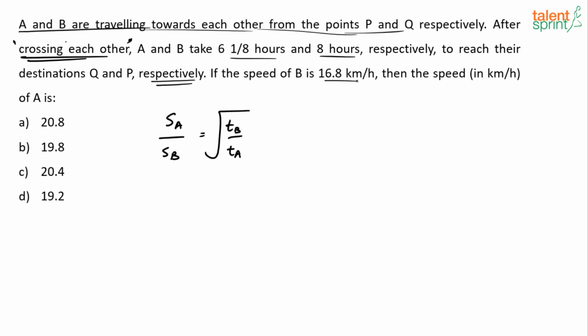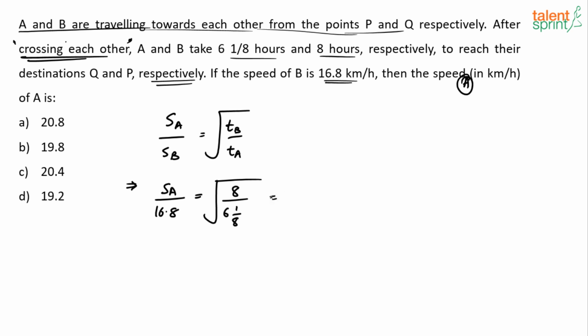If the speed of B is 16.8, what is the speed of A? The question itself is incomplete here, but the speed of A is what we need to find out. So speed of A will be equal to speed of B, which is 16.8, times the square root of the time taken by B over the time taken by A. See, time taken by B is 8 and time taken by A is 6 1 by 8.